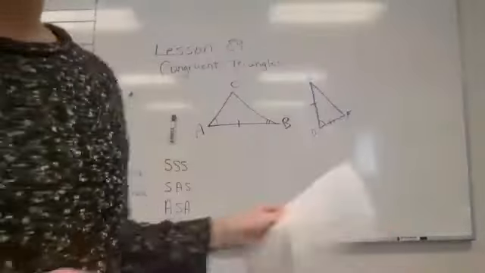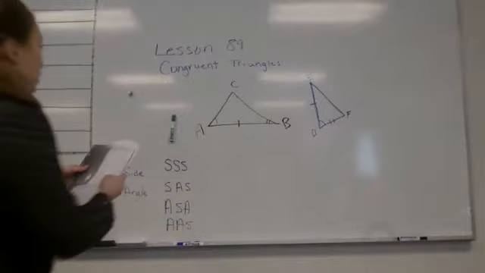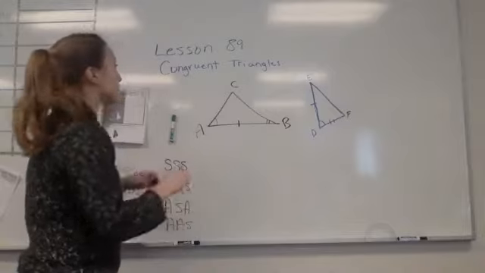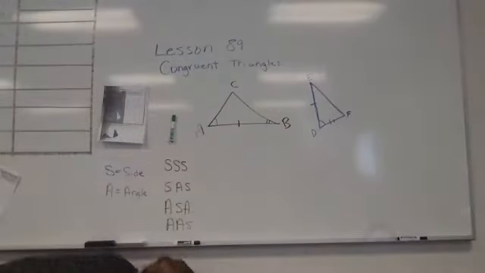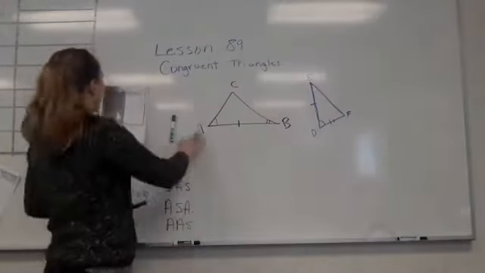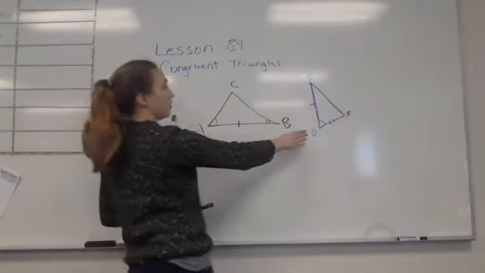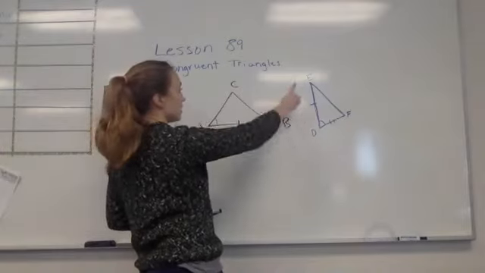Moving on to this one. Identify whether or not the pair of triangles is congruent based on the information given. I tried to recreate this one on the board so that we can kind of look at it. Let's find one that works here. Okay, so we have our triangle ABC, and we have triangle DFE.